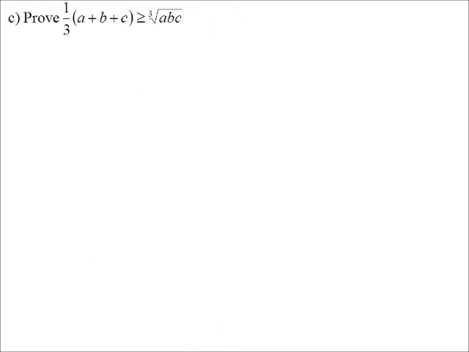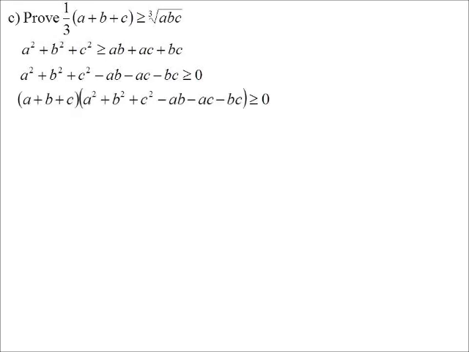Prove a third of a plus b plus c is greater than or equal to the cube root of abc. Okay, remember we proved back in part A that a squared plus b squared plus c squared is greater than or equal to ab plus ac plus bc. If I move everything to the left, I know that to be greater than or equal to 0. I'm now going to multiply everything by a plus b plus c, so both sides. Now, a, b and c are positive numbers in this, so it doesn't change the inequality sign.